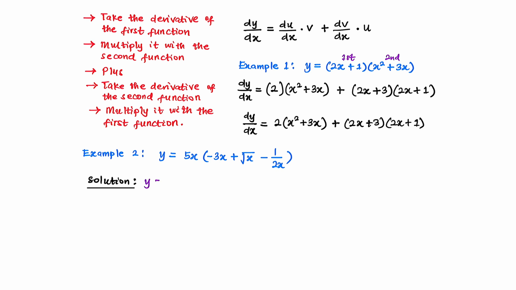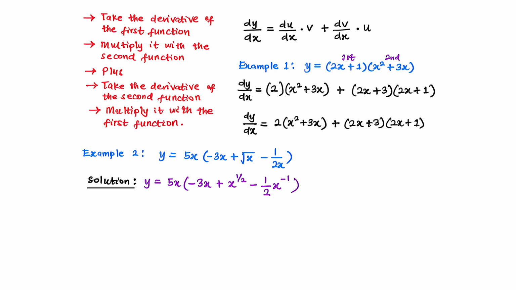So we have y equals 5x into minus 3x plus, we want to fix this square root of x. Square root of x means x to the power of 1 over 2. Minus, we want to fix this x that is at the denominator here. So we will have minus 1 over 2, and then the x will come up. Then we have raised to power minus 1.